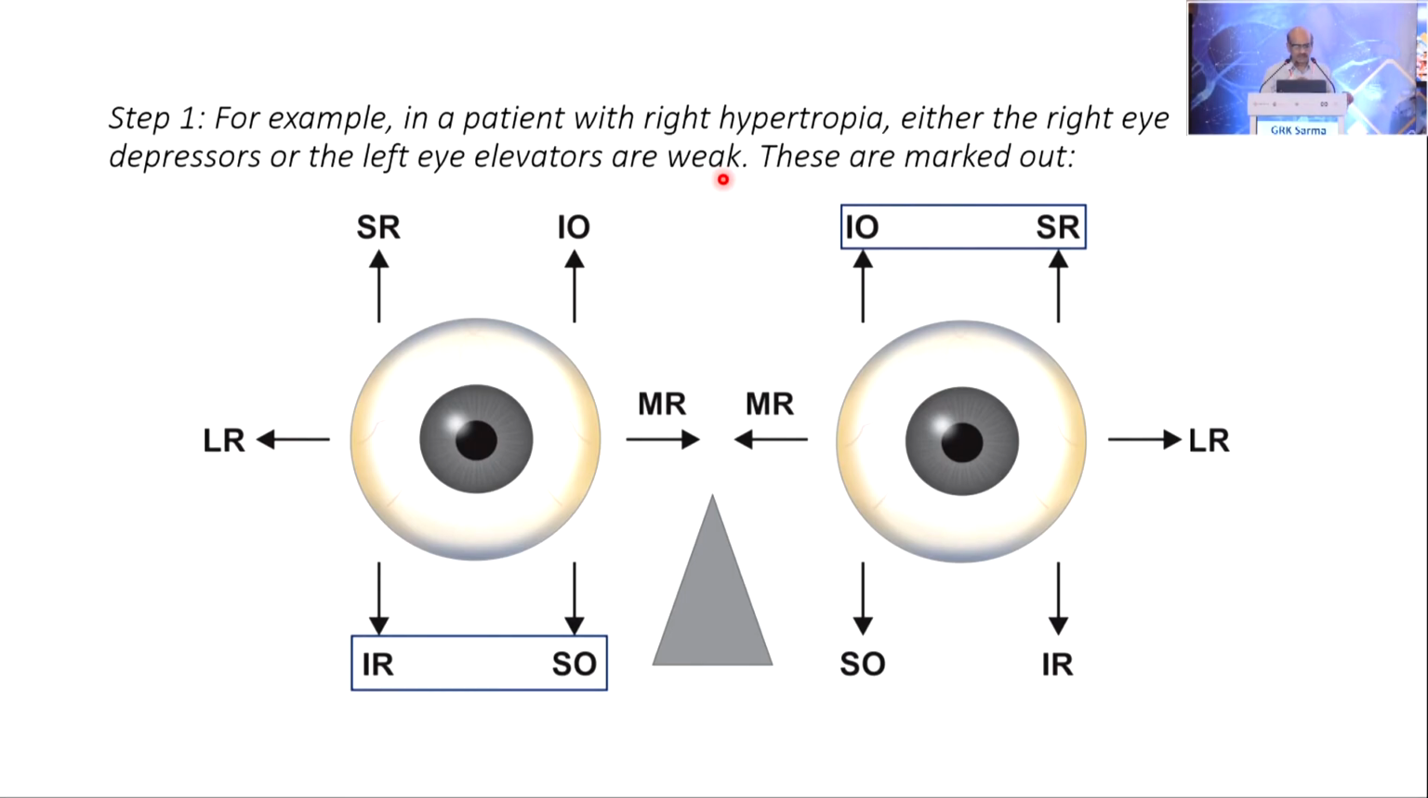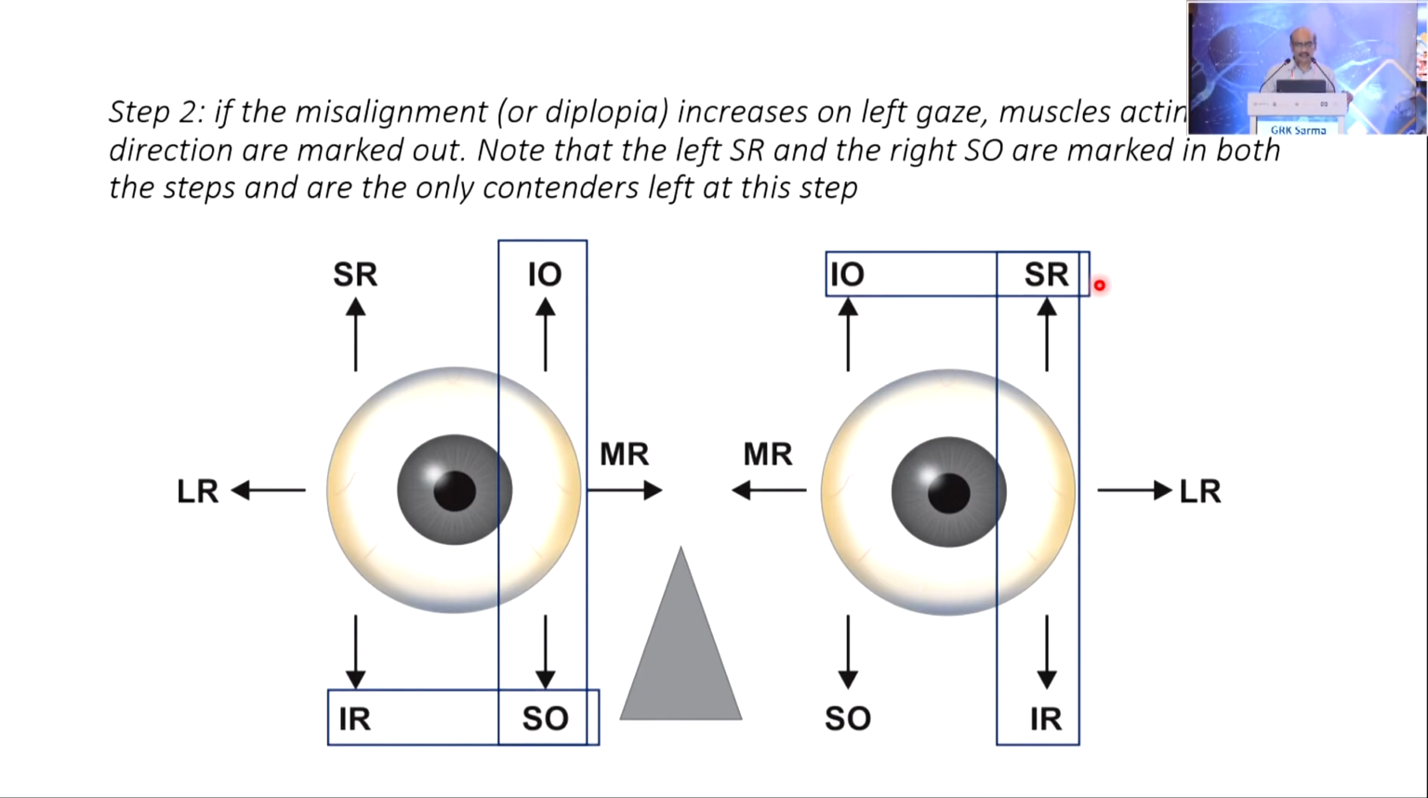Both are possible. Either the right eye is abnormal or the left eye is abnormal. So you work out the muscles which are required for that. Here it is inferior rectus or superior oblique, or on the left side inferior oblique or superior rectus. Next, ask the patient to look to each side, left and right. For example, in this patient, the diplopia increases in left gaze.